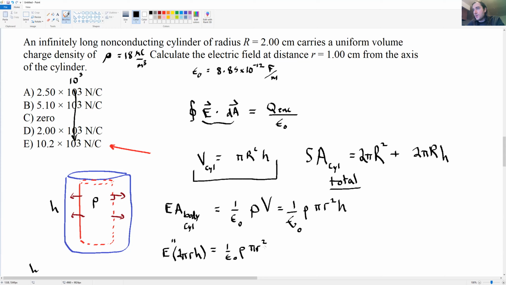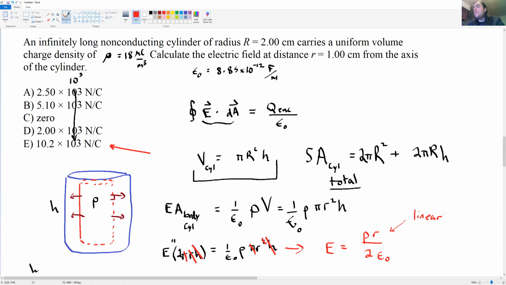Pi little r squared h, and we do indeed see that the little h's cancel here. And in fact, one power of r and the pi's also cancel. What we end up with for our answer for the electric field, our analytical solution, is rho r over 2 epsilon naught. And we see that it is linear with respect to r.